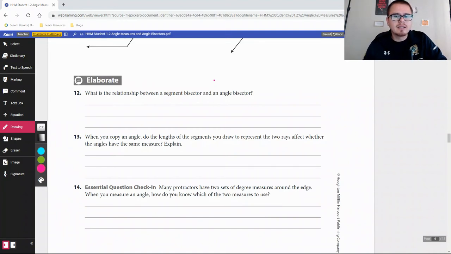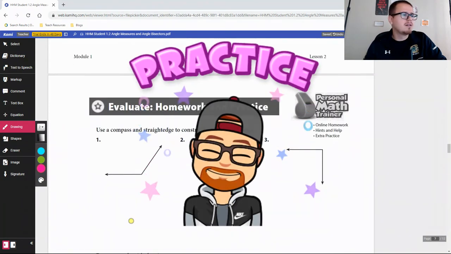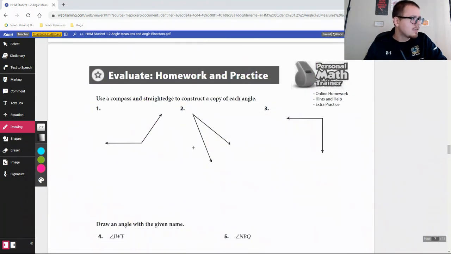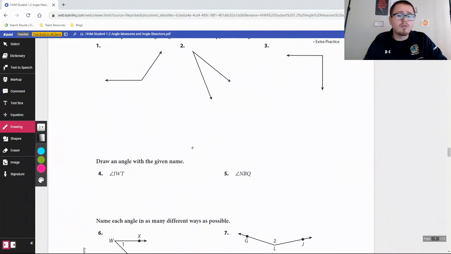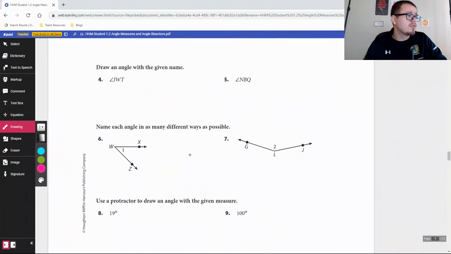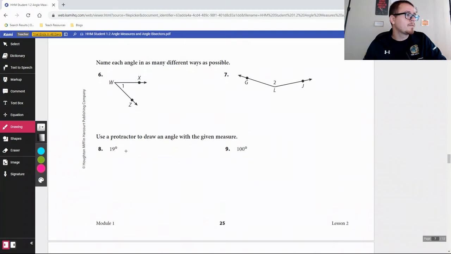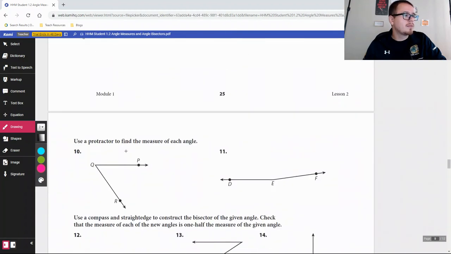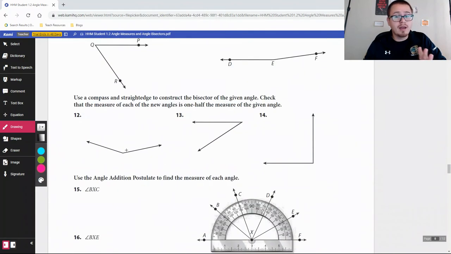Good on that. So practice time. I'll scroll through this real quick. I do want you guys to do 4 and 5, just name those angles differently. I want you to do 6 and 7. So name each angle in as many ways as possible. Make sure you don't forget about the vertex, guys.